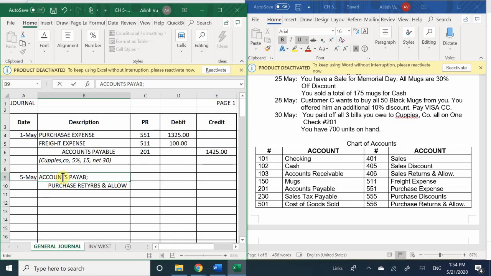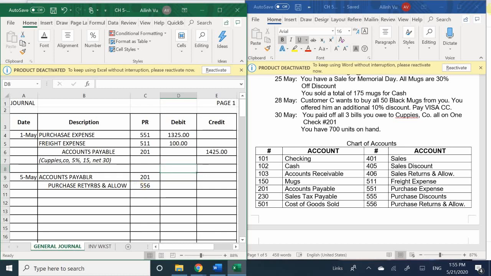All right. And how do we decrease an accounts payable? With a debit. Yes, good. Okay, what is the account for purchase returns? 556. Okay, so, now that we established the accounts, what is the amount that we're going to get returned?